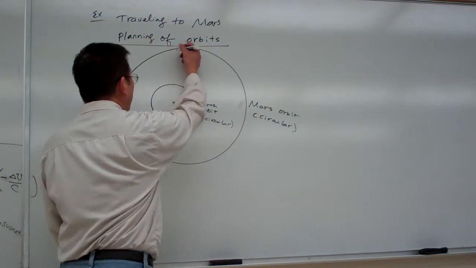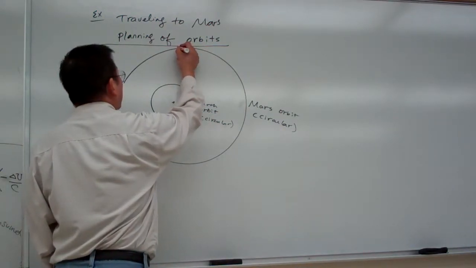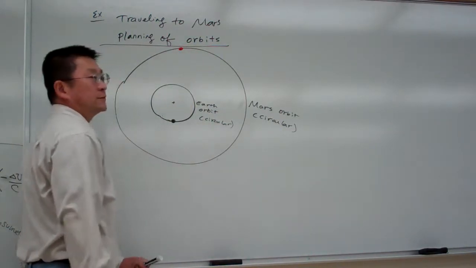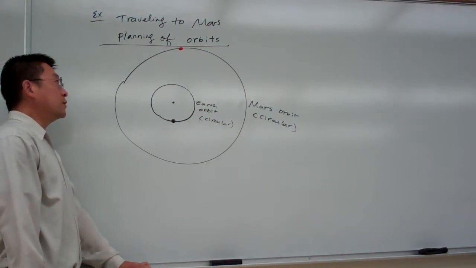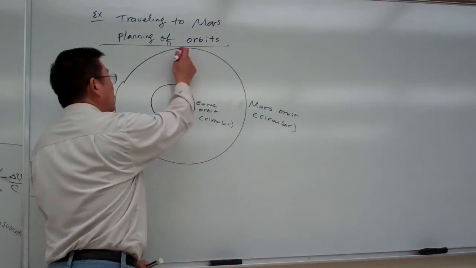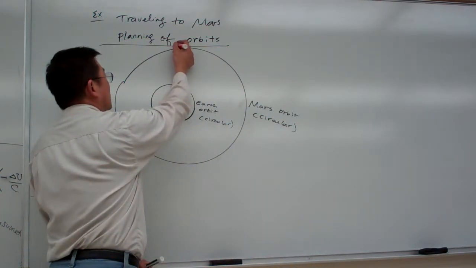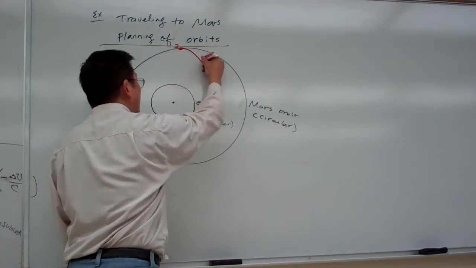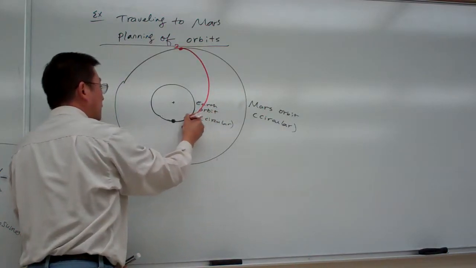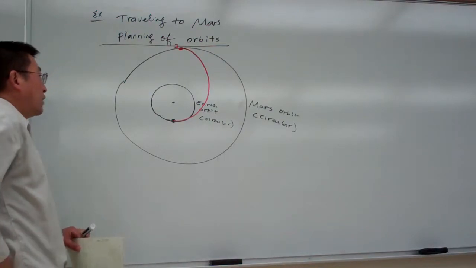Okay, so hopefully our goal is this. Hopefully the space shuttle or whatever the vehicle is will rendezvous with Mars at this point, and let me call the transfer point to here. So here we take the Hohmann transfer. That means we take the half cycle of this orbit.